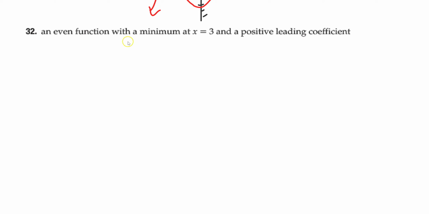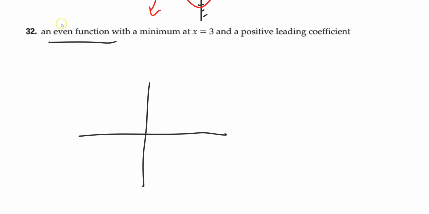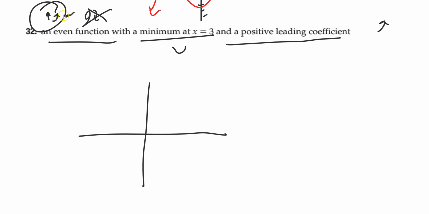An even function with a minimum at x equals 3 and a positive linear coefficient. So this one doesn't give us that much. It's an even function, so we should know it looks like this, or it looks like this. It has a min at 3, so that 3 is a low min. And a positive linear coefficient. Remember what that means? That means you start on the top right. So it can't be this one, it has to be this one, because the linear coefficient means you start on the top right. So that's all we have to go with.